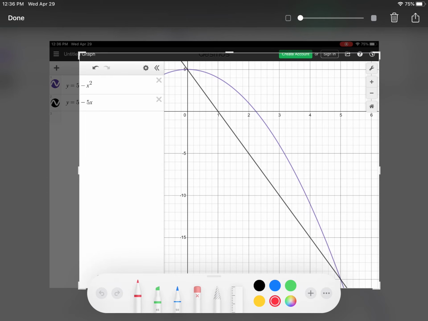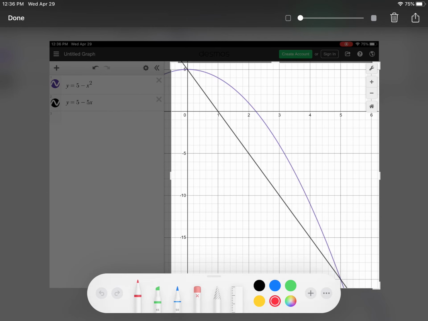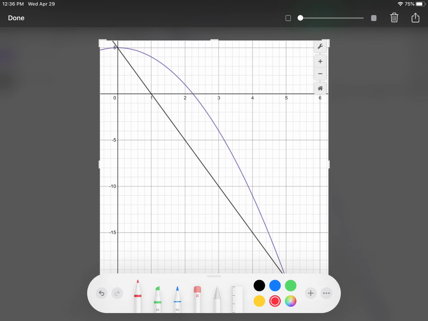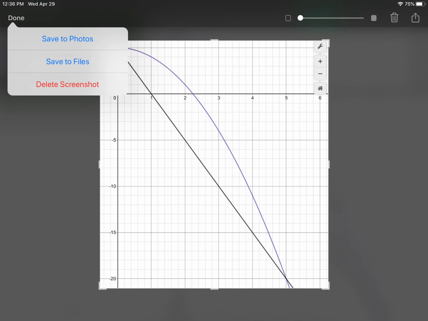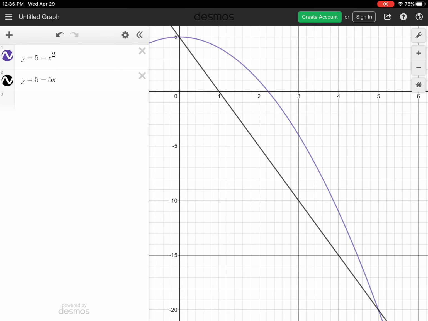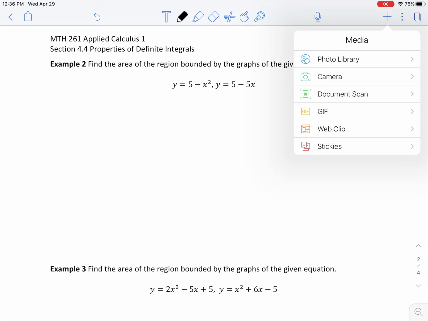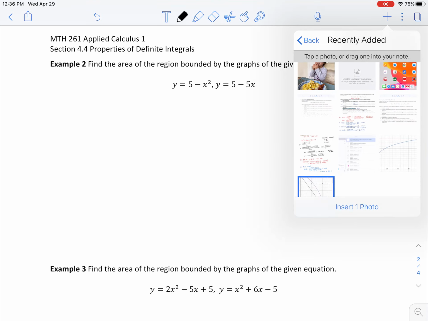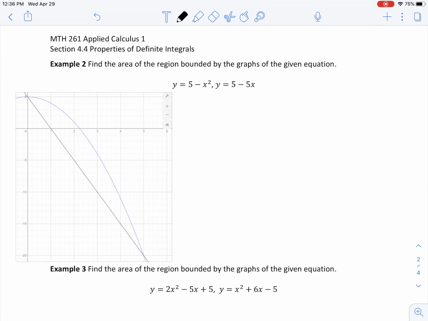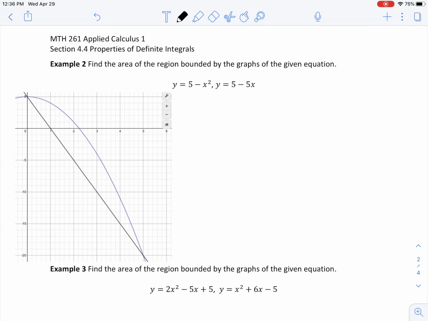Looking amazing. Okay, and then I will take a screenshot of this and put it on my note. But you guys see how I'm getting these pictures, right? I'm just using a graphing calculator. Save to photos. Why am I doing it? I mean, can somebody do this without graphing it? Of course, yeah. But I'm a visual person. I gotta see what I'm finding.